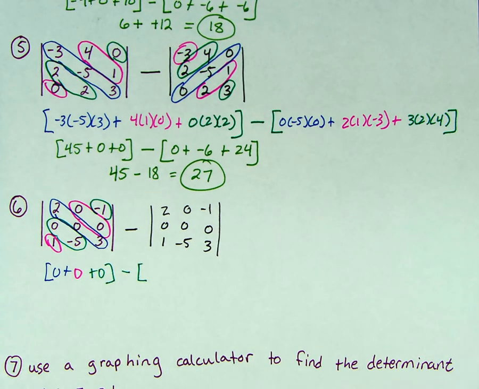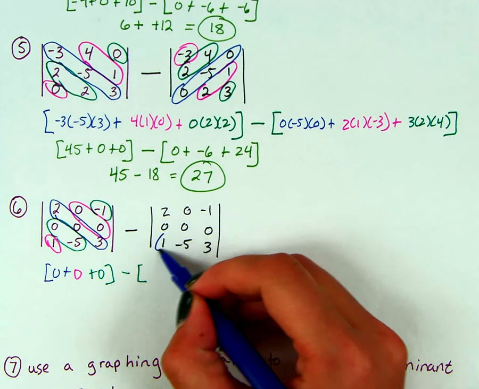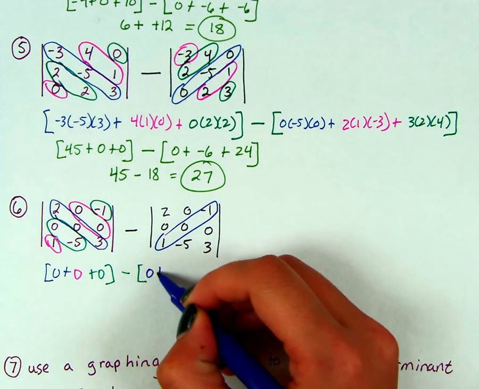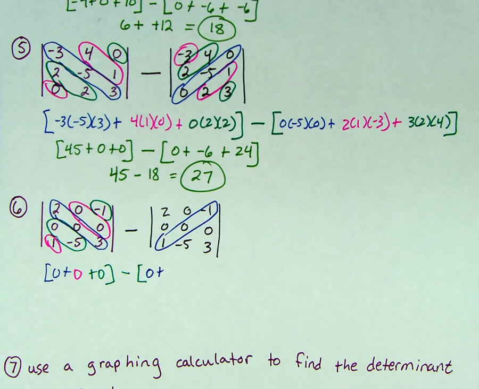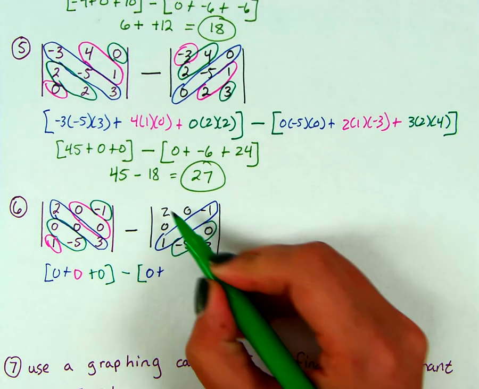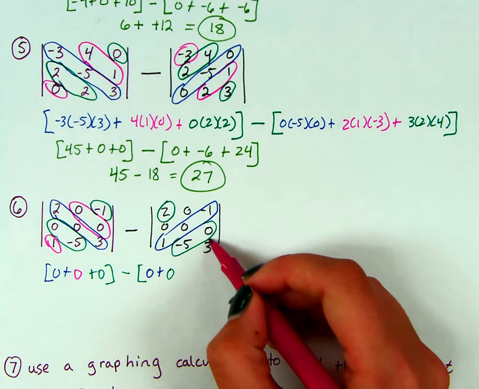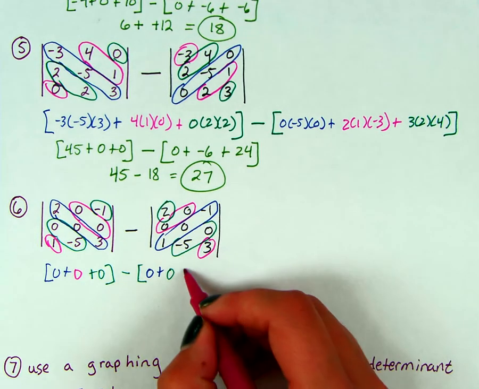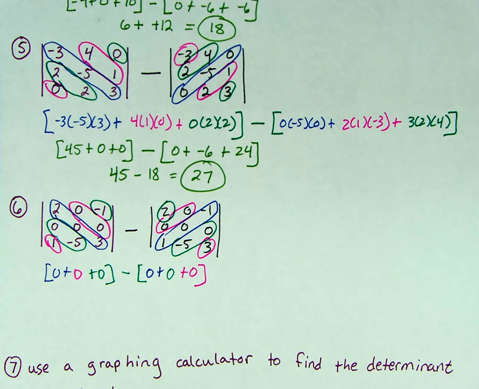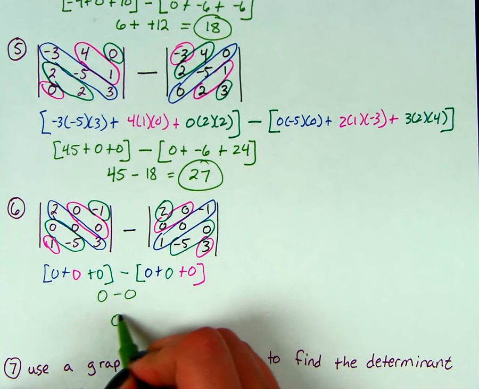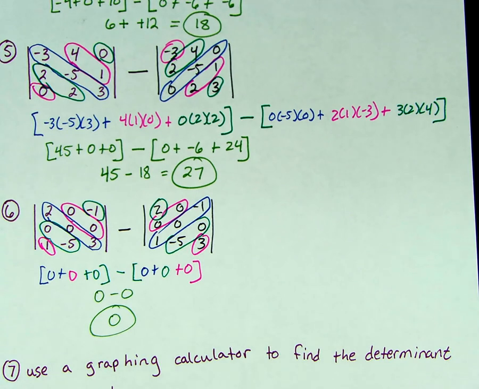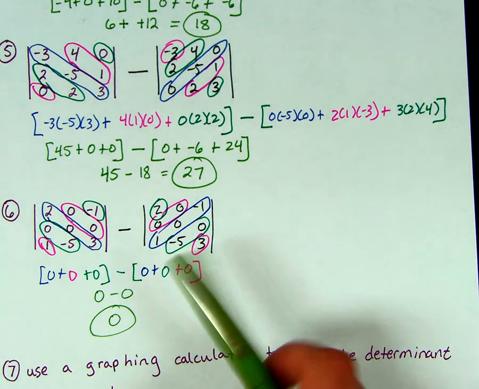And then it's going to be backwards. So 1 times 0 times negative 1 is just 0. And then negative 5 times 0 times 2 is 0. And 3 times 0 times 0 is also 0. So this is going to be an easy one to simplify. So here we just have 0 minus 0, which is 0. So our determinant is 0. Now remember, when we find a determinant of 0, that means that we will not have an inverse for this matrix.